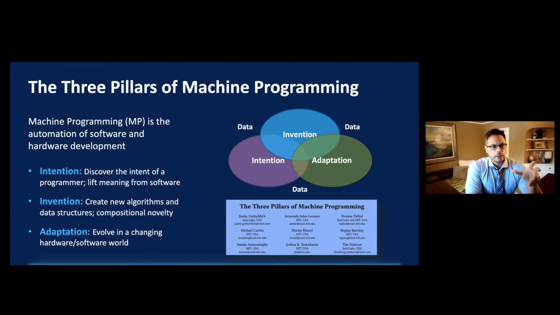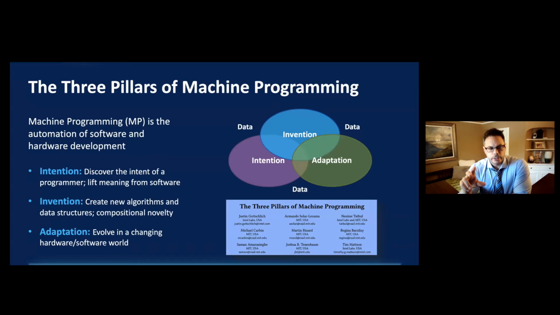And very quickly, the three pillars are intention, invention, and adaptation. Intention is, all of these are very important, but in some sense, intention and invention in my mind are more important than adaptation. And the reason for that is adaptation is something we've been doing for a long time, which will make sense probably in just a second.